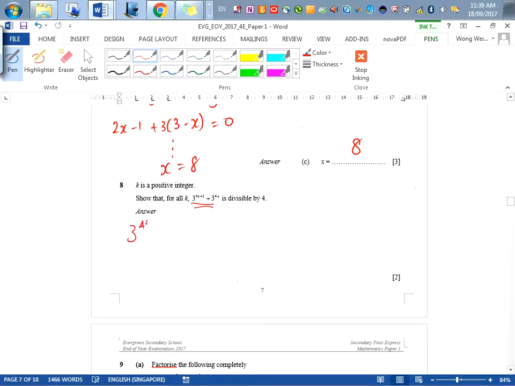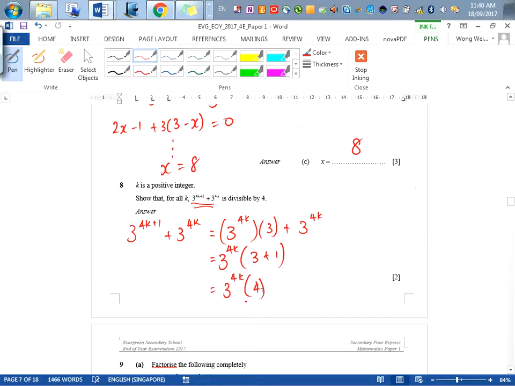Okay, now 3 power 4k plus 1 plus 3 power 4k. Can we factorize this? Then we will get 3 power 4k multiplied by 3 plus 3 power 4k, isn't it? Right, Farisha? Do you get this? You got this correct. Okay, then what should I do next? Expand. Okay, then I expand, then I get back this one. Factorize. What is the common factor? 3. Common factor is 3 power 4k. So this is equal to 3 power 4k times 4.